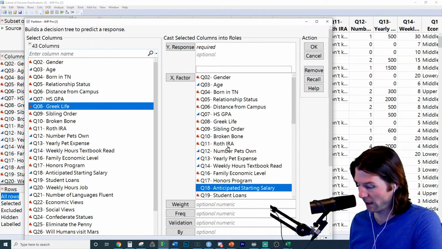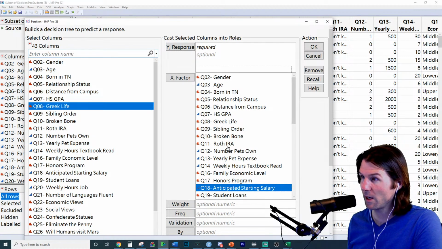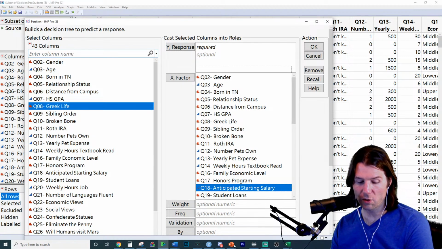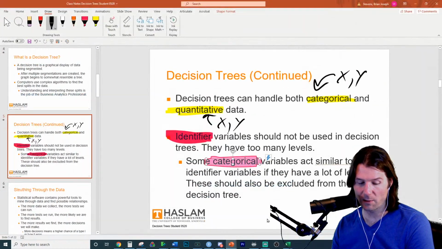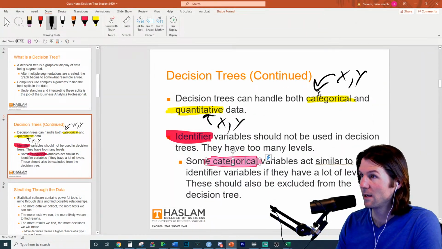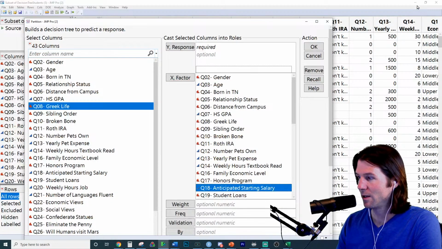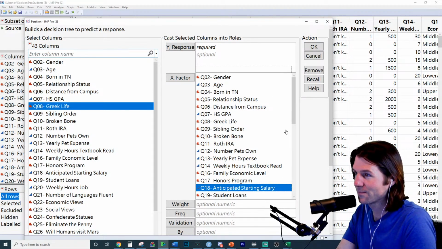And it's important to know that decision trees can predict quantitative Ys or categorical Ys. They can use quantitative X's or categorical X's, and that really goes back to this major important slide: quantitative or categorical Ys, quantitative or categorical X's. They do not use identifiers or things that act like identifiers, which are categoricals with too many levels. So Q what shall we predict?